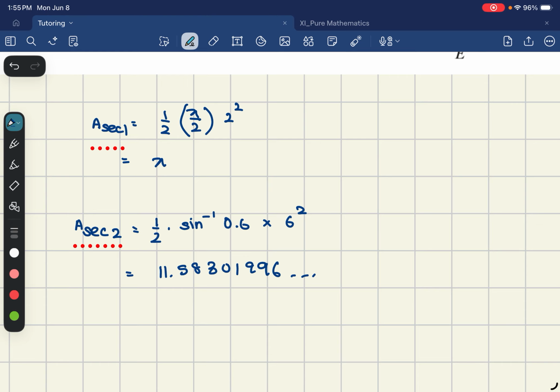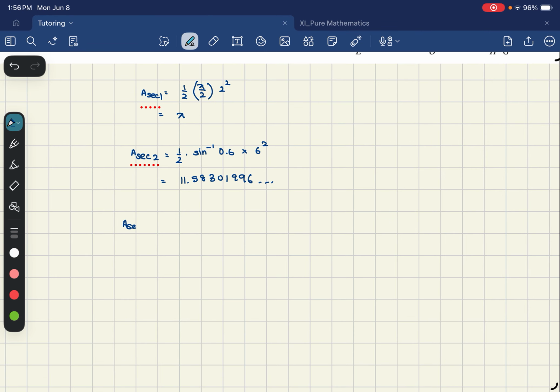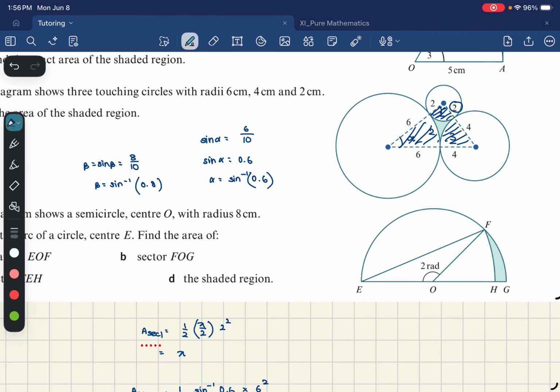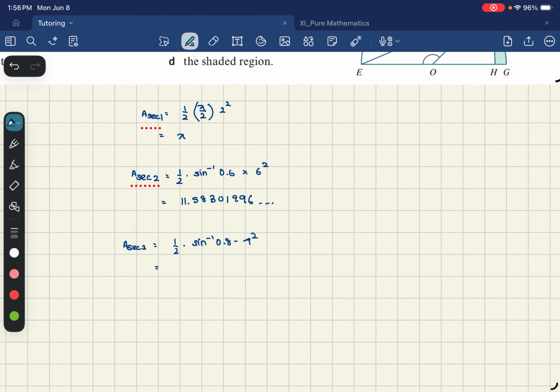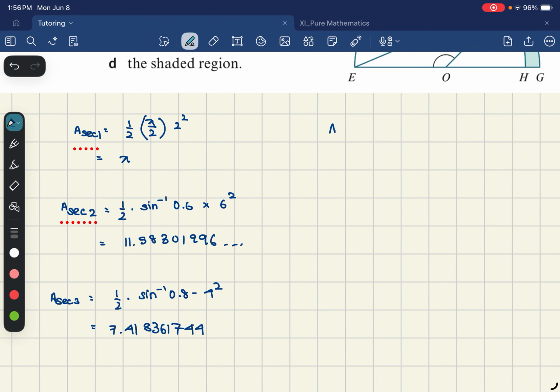Let me see. 11.58301996. All right. And area of sector 3 is going to be half times sine inverse of 0.8 times 4 squared, if you want to find this area. And when you plug it into your calculator, you get 7.418361744. And now what is the area of the triangle?